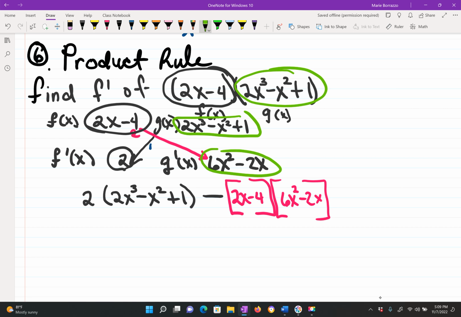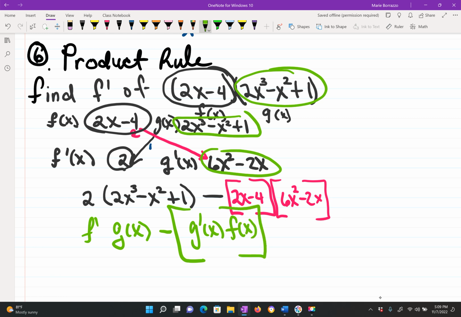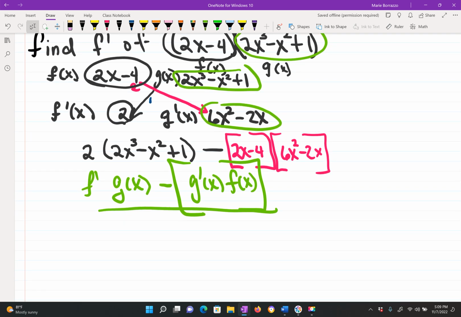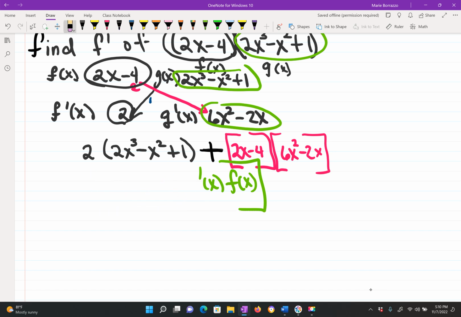So if you remember, it's f prime g of x minus, and I always like to separate it, g prime f of x, over, and then all of this over the denominator. No, there's no denominator here. This should be addition, actually. Yeah, I just had a moment. Sorry, I was thinking quotient rule. But regardless, this works.